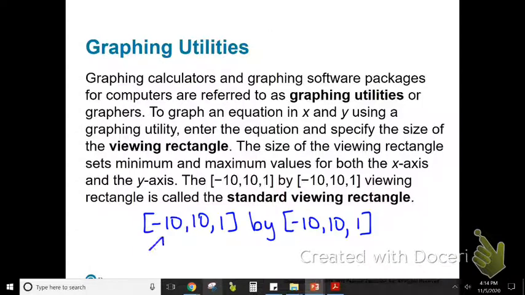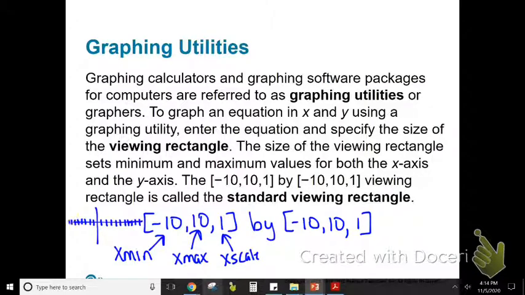All right, what this is telling us is that the x minimum is negative 10, our x max is positive 10, and our x scale is by ones. The x scale is when you see those lines. So if I'm doing this, it means 1, 2, 3, 4, 5, 6, 7, 8, 9, 10. Okay, it means each line represents a 1. 1, 2, 3, 4, 5, 6, 7, 8, 9, negative 10.